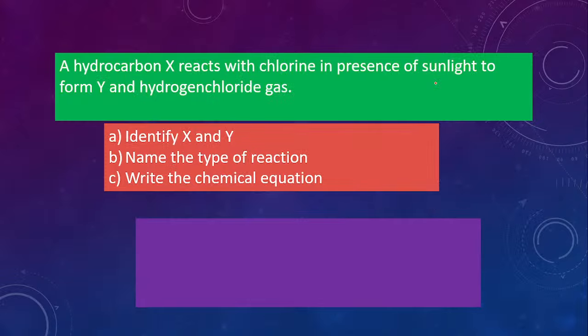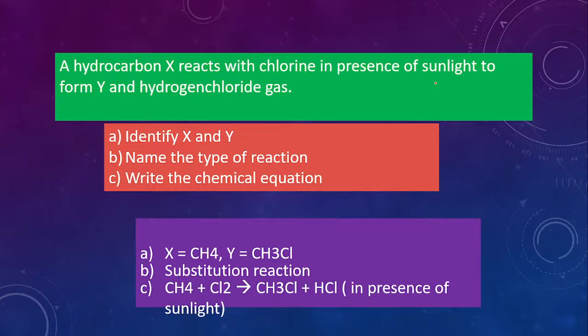चलो next one. Hydrocarbon X reacts with chlorine in presence of sunlight to form Y and hydrogen chloride gas. Hydrogen chloride means HCl. Okay. So identify X and Y and name the type of reaction and write the chemical equation. X है जो chlorine के साथ react होगा in presence of sunlight. So I hope you remember that reaction जहाँ पे sunlight use हो रहा है and chlorine gas use हो रहा है. To form a compound Y and HCl gas is produced.